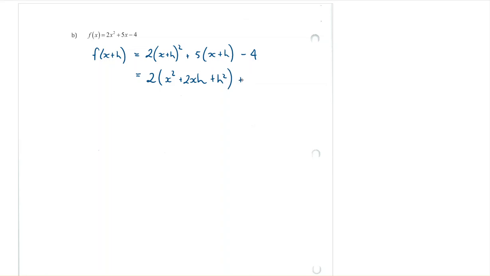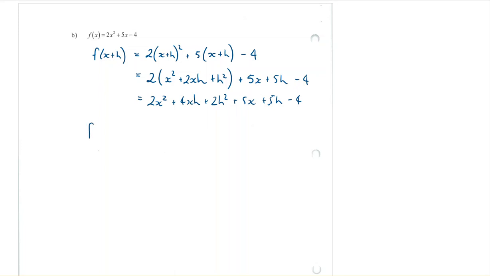Okay, I can expand the next bracket. That will be 5x plus 5h minus 4. Still not completely expanded, so let's go to the next line, expand further. 2x squared plus 4xh plus 2h squared, and then all the rest of the stuff that's already expanded out. Okay, so we've got our f of x plus h. We're ready to go with our first principles formula.